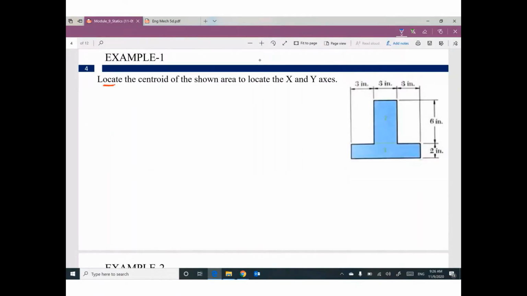First step, divide this shape into small parts, and the small parts should be a rectangle, right angle triangle, or a circle. Please divide this shape into small parts. These small parts must be one of these: rectangle, right angle triangle, or a circle. What do you think? I will divide it like this.